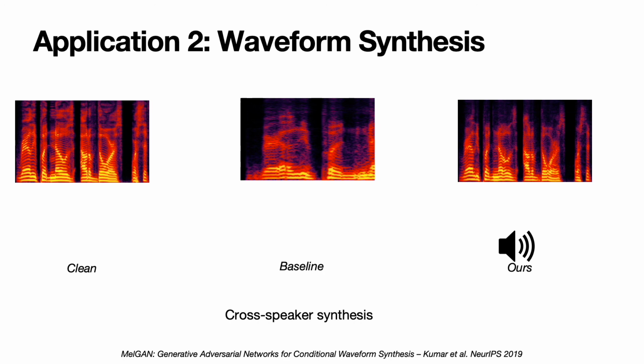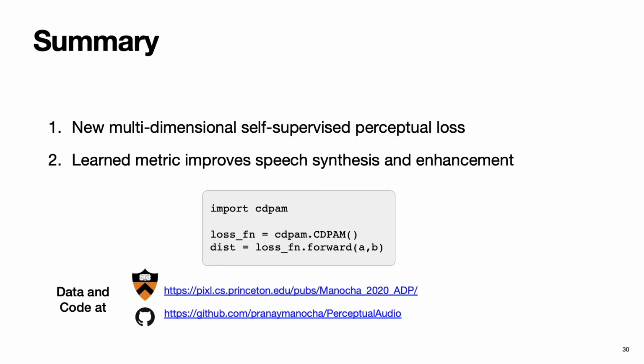Specifically, we observe that MelGAN enhanced with CDPAM detects and follows the reference pitch better than the baseline. So in summary, we designed a self-supervised multidimensional audio similarity metric that correlates well with human subjective MOS ratings across tasks, as well as works as an optimization objective in deep learning for waveform comparison tasks like denoising and synthesis, and can also detect and reduce perceptible artifacts that cannot be reduced by conventional losses.